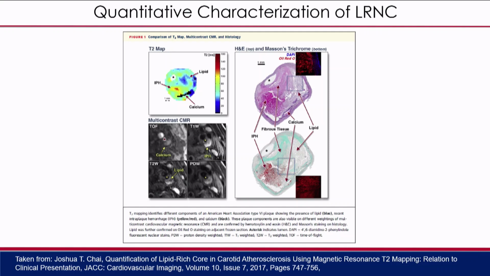So here's an example taken from Chai et al., where they image a subject in vivo, and then they obtain the specimens and do histology. You can see an area of lipid, and in the T2 map, that shows as a fairly low value. Next to it, there's an area of intraplaque hemorrhage, and that has a high value in T2. So that shows nice promise that T2 mapping could distinguish between these different components in a plaque.